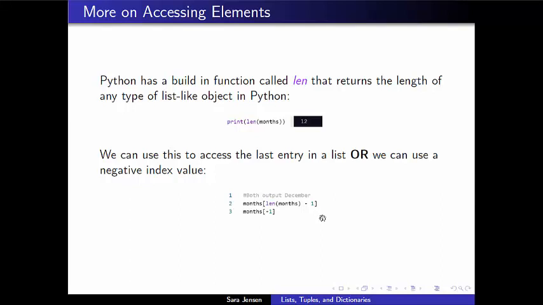And we can extrapolate and take this further. If I attempted to access months at -2, Python would simply take the second to last entry in the months list, which in this example would be November.